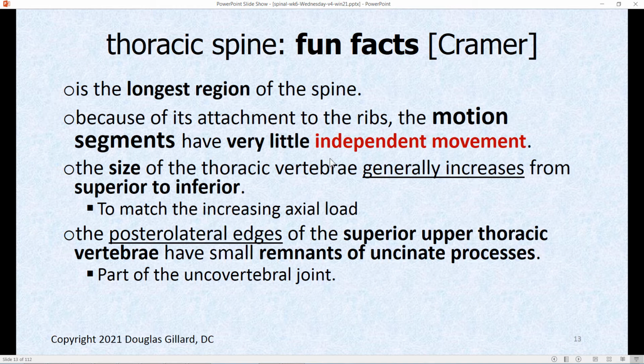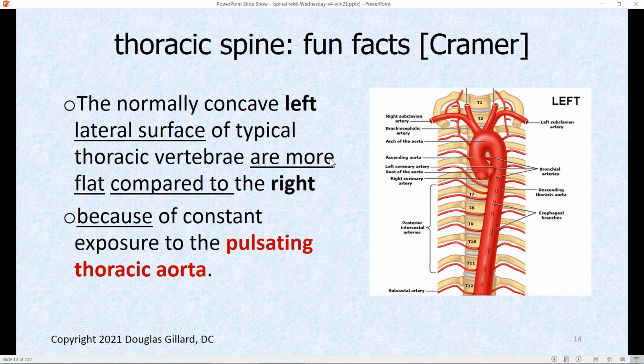So that's interesting. The posterior lateral edges of the superior upper thoracic vertebrae sometimes have some remnants of the uncinate process. So you'll understand that more when we look at T1. And the size generally increases as you go superior to inferior. Interesting, some more fun facts.